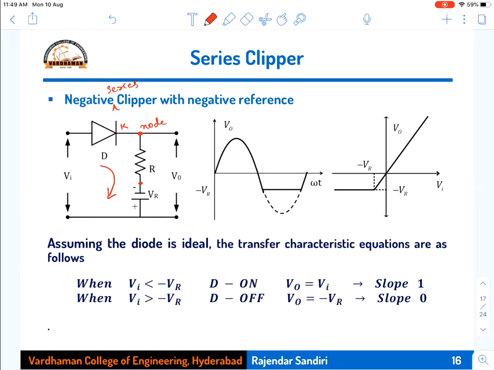So the transfer characteristics will be like this. For Vi less than minus VR, we will get V0 is equal to Vi. For Vi greater than minus VR, V0 is equal to minus VR. Okay, so like that.